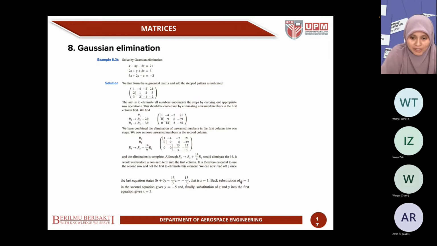If we substitute back z equals 1 in the second equation, this one, 96 minus 39, we get 6 times z, so we can get y equals minus 5. And finally, substitution of z and y into the first equation gives x. Once we get z and y, we can use back the first equation to get x equals 3. So we have solved all the unknowns x, y, z using Gaussian elimination.